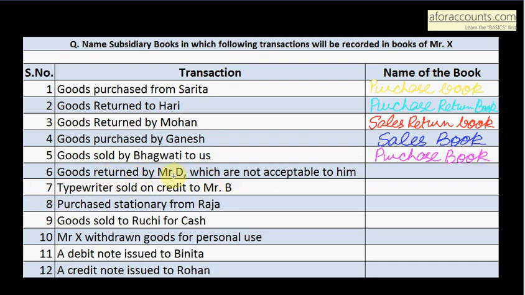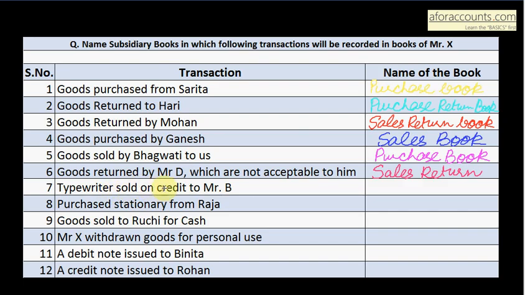Goods returned by Mr. D, which is not acceptable to him, means we must have sold some goods to him which he is returning back to us because it is not acceptable to him. So once sales has been done, the person is returning back the goods. So it is sales return. In your sales return book, it has been put.